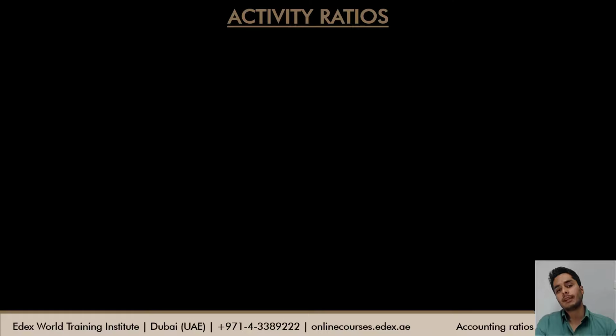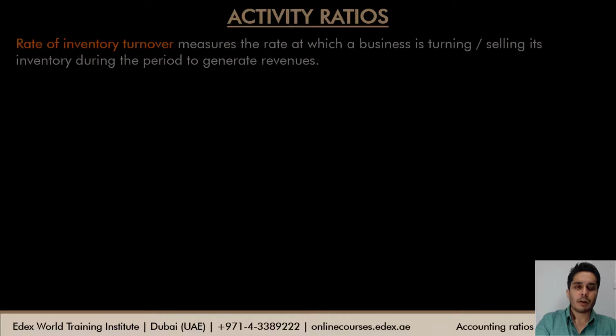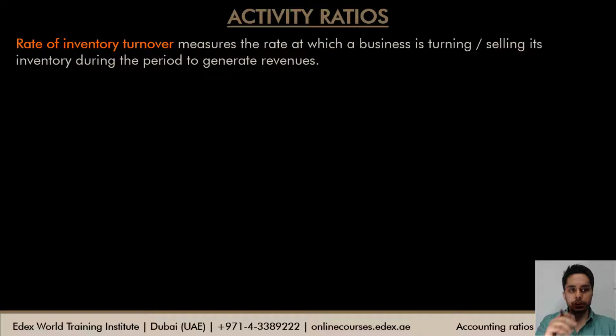Our next set of ratios are activity ratios. These ratios help you determine whether the business operations are being managed efficiently or not. First ratio under activity ratios is the rate of inventory turnover. Now, rate of inventory turnover measures the rate at which a business is turning or selling its inventory during the period. How many times the business is buying and selling its inventory during a period to maximize its revenues.